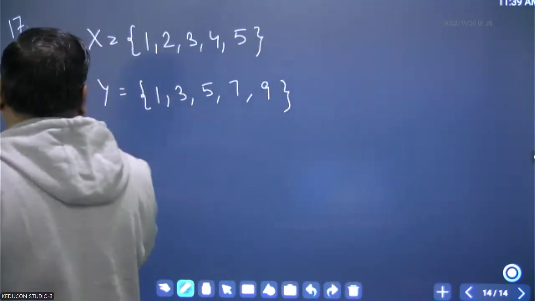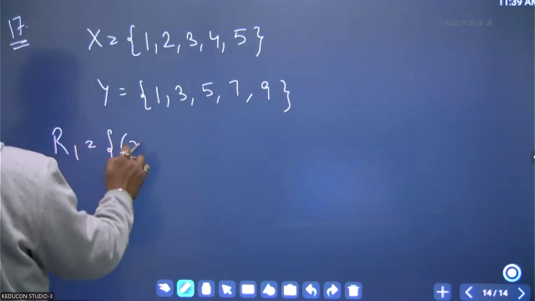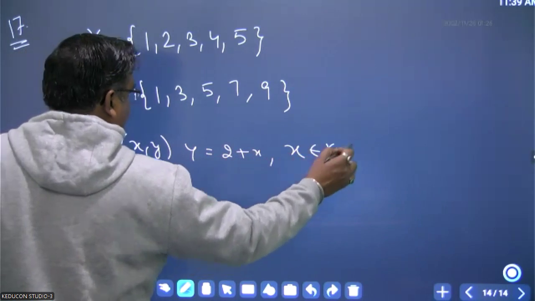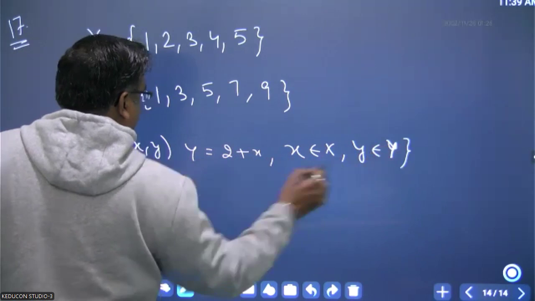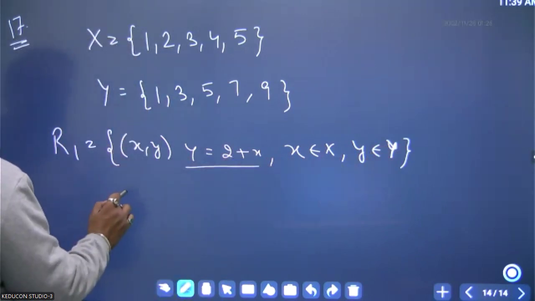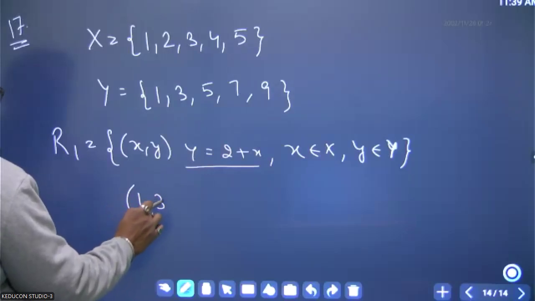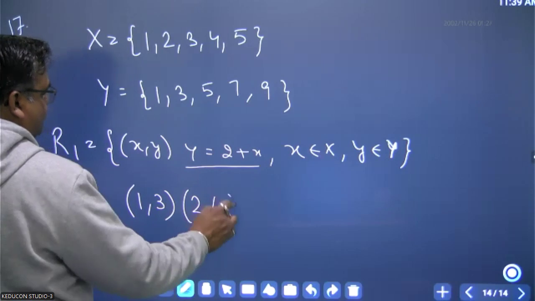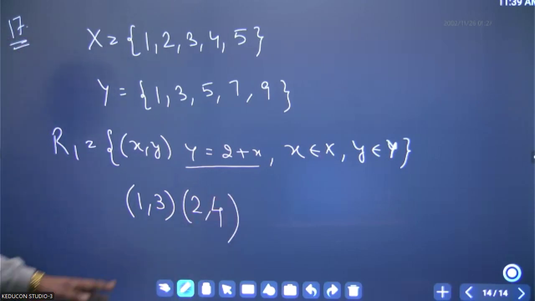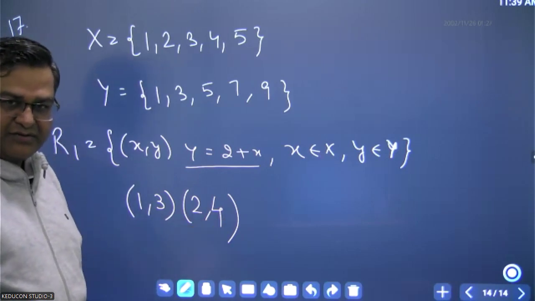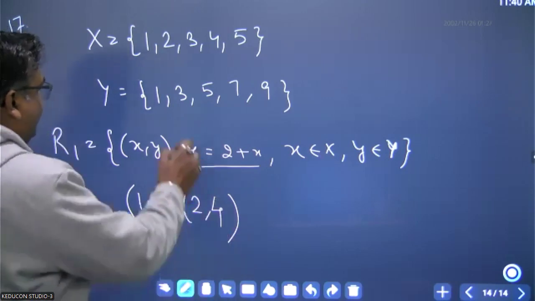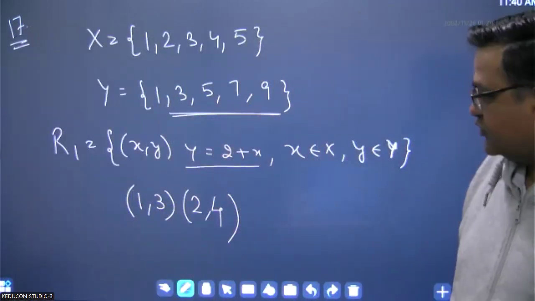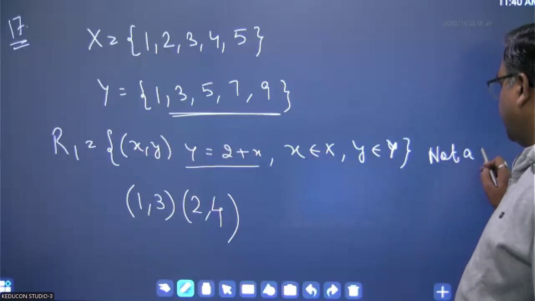Look, children, relation R1 is given: Y is equal to 2 plus X, where X belongs to X and Y belongs to Y. Now let us define it. When X is 1, Y is 3, so the first element is 1, 3. X is 2, Y is 4. Now tell me, can this be the relation? 2, 4 is not there in Y. So it is not a relation.